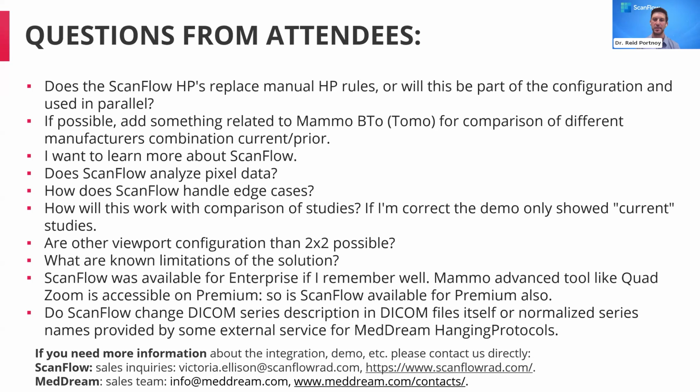So we normalize the series names through our protocol engine and through our matching system rather than changing the series name, and this allows us to be a lot more flexible. Again, this goes back to our whole institution medical library. The whole point of the institution medical library is to be able to easily recognize all of the inconsistently labeled sequences that the radiologist faces so that they can have consistent hanging protocols.